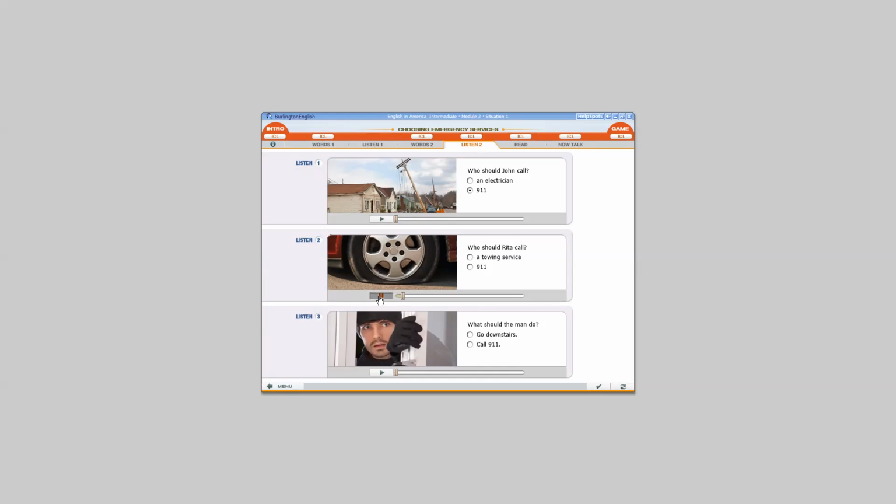Who should Rita call? Marco, what's wrong with the car? Oh no, we have a flat tire. Should we call 911? No, Rita, that's not necessary. I'll just push the car to the side of the road. Here's the number for a towing service. Call them and say that we have a flat tire and tell them where we are. Who should Rita call? A towing service or 911?